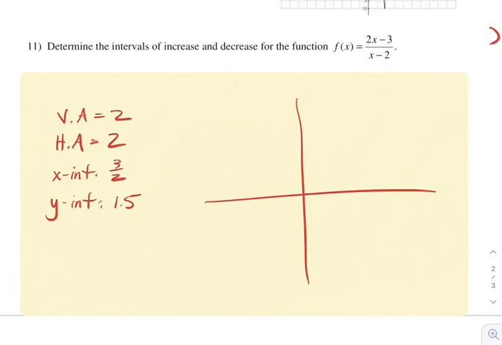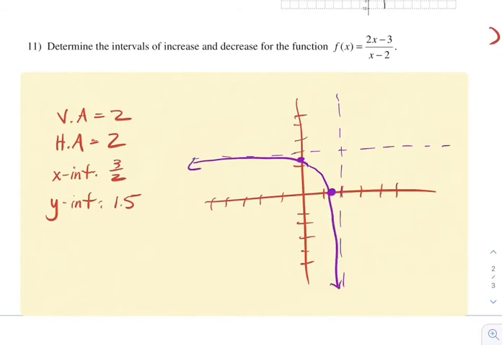So, 1, 2, 3, 4, 5. Draw my vertical asymptote at 2. Horizontal asymptote at also 2. And our x-intercept at 1.5, so right here. So I know that it's going to be in the bottom left section of this graph. Y-intercept of 1.5, right here. So I know our graph's going to be looking something like this.